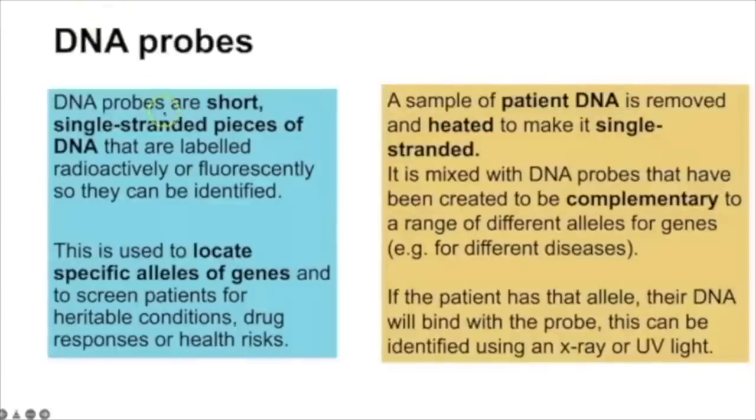So what a DNA probe is, is a short single-stranded piece of DNA, and they are labelled so you can identify where they are. And they're labelled usually either using a radioactive molecule or a molecule that will fluoresce. So that is how we can then visualise where that DNA probe is. And that's what it's used for, locating specific alleles of genes. And this could be used to screen patients to see if they contain a gene of interest linked to a heritable condition.